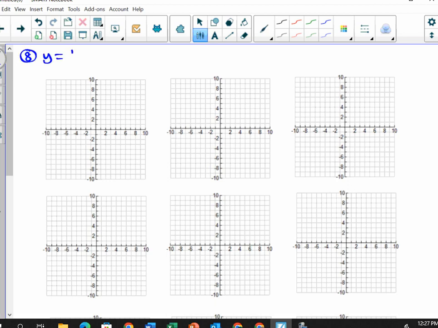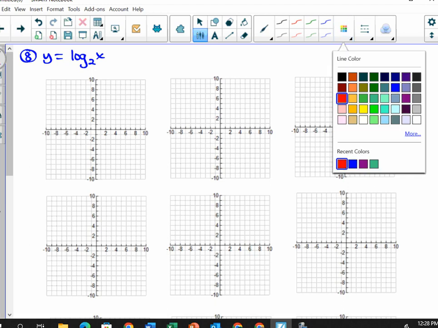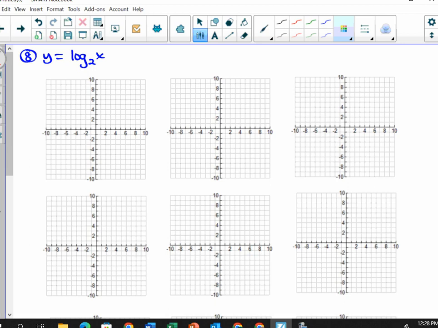Let's try y equals log base 2 of x. Don't get scared just because it says log. You know how to do this. Okay, so again, instead of 0, 1, I'll use 1, 0. And instead of 1 comma base, I will use base comma 1. Every time. 2 points, that's all you need, and then we'll do the transformation. All right, so I start with 1, 0. And then what's the base in this problem? 2, so I'm going to go 2, 1.